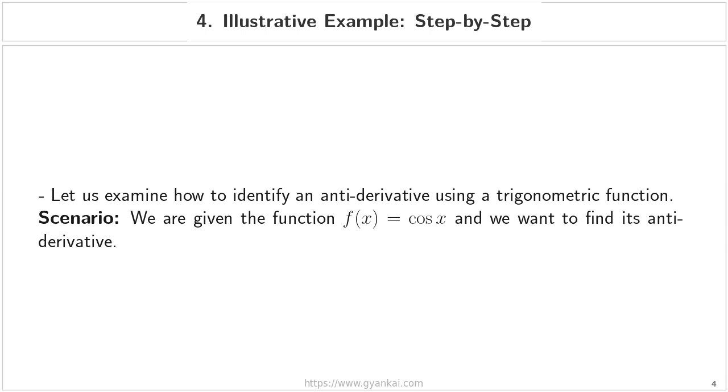Here's the scenario. We are given the function f of x, which is equal to cosine of x, and our task is to find its antiderivative. Remember, the antiderivative is the function that, when differentiated, gives us back our original function.